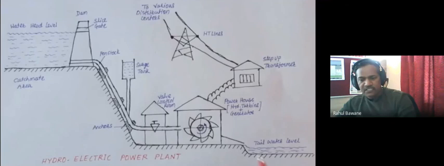The next advantage is that power generation is clean, because during power generation we do not need to burn any fuel, coal, diesel, anything. So there will be no smoke, so air pollution is zero. We are not using any nuclear fuel, so radioactivity is zero. Okay, so power generation is clean. But the drawback is that it is weather dependent.